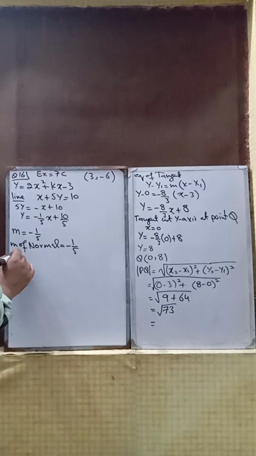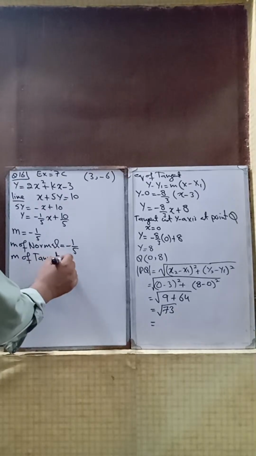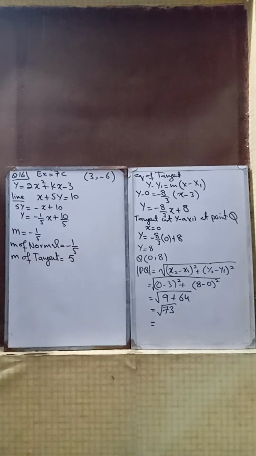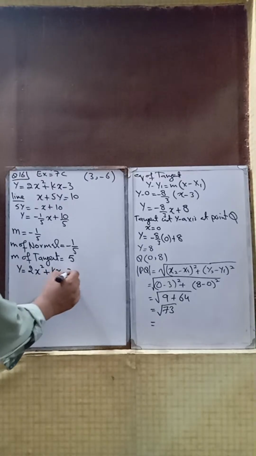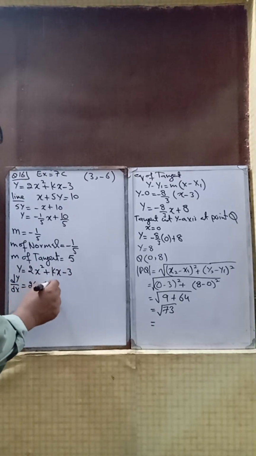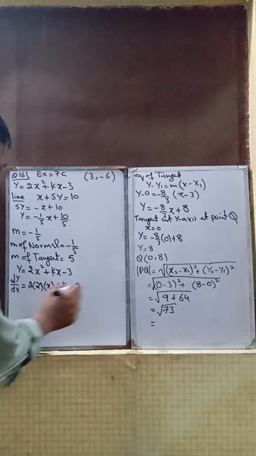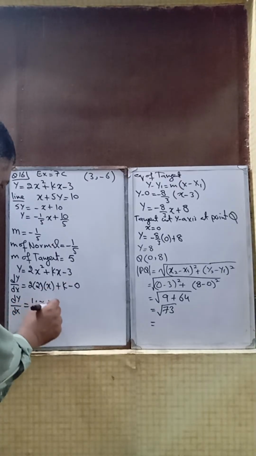So at this point, the gradient of the tangent will be the reciprocal of this with the sign changed. Now I want to find the value of k. So I will take the equation of the curve, y is equal to 2x squared plus kx minus 3, and differentiate it. dy by dx will be equal to 2 into 2x plus k minus 0. So dy by dx will be equal to 4x plus k.